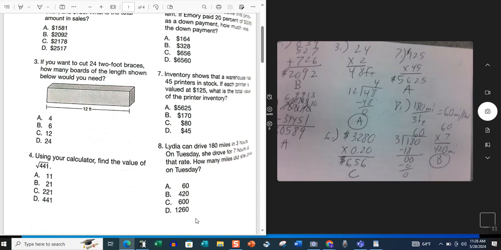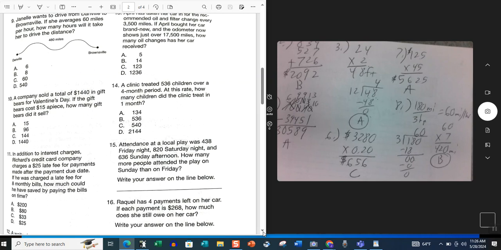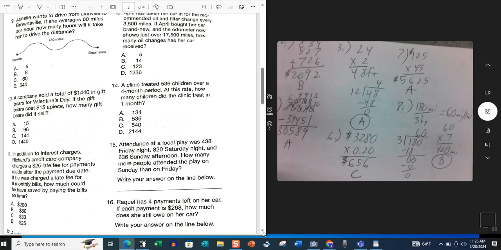All right, now we move on to problem number 9. It says Janelle wants to drive from Danville to Brownsville. If she averages 60 miles per hour, how many hours will it take her to drive the distance? So to go from Danville to Brownville is 480 miles. And they told us that she drives 60 miles an hour. So we would take 480 divided by 60.